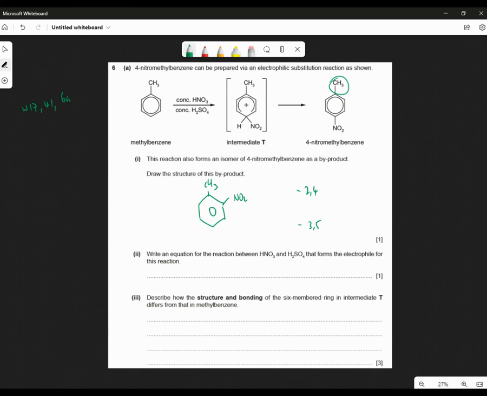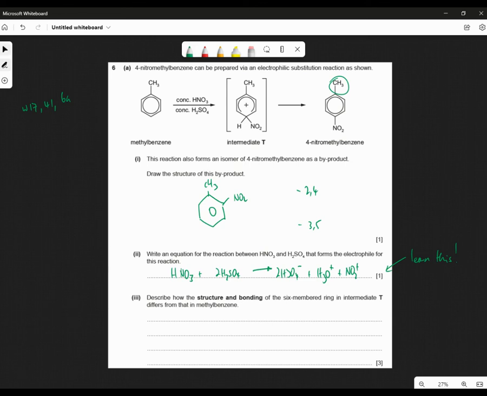Write an equation for the reaction between that and that which forms the electrophile for the reaction. Now, oh gosh, I'm guessing here. I know it's nitric and sulfuric. I vaguely remember it's 2 sulfurics. I know you get the nitronium ion, you get the hydrogen sulfate, and I think you get the oxonium ion. There you go. Now, there's nothing clever about this. You just got to learn this. I wish there was something clever, but there's not. Just learn it. Night before the exam, just write it out 10 times.